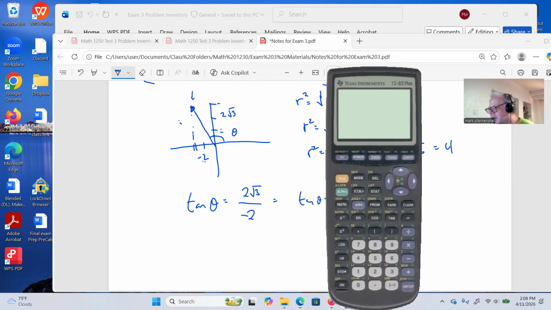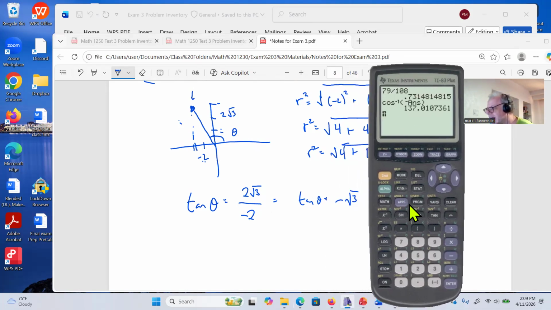So we're going to check to make sure we are in the correct mode. You can do this in degrees. That's fine. So what we're going to do is take the inverse tangent of the negative square root of 3. And what are we going to end up with here? Okay, let's see what we have. Look at that. We'll say -60 degrees.